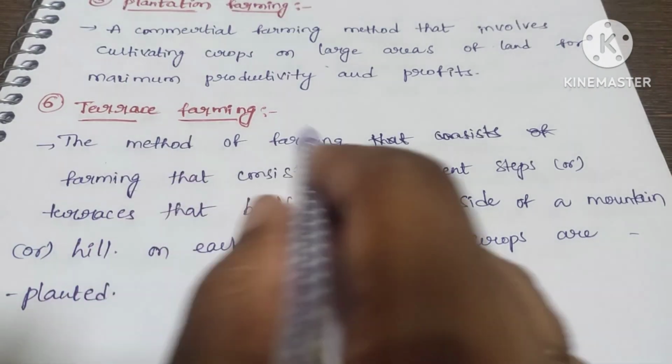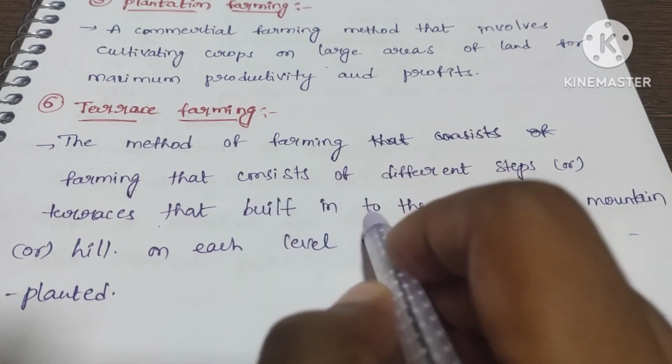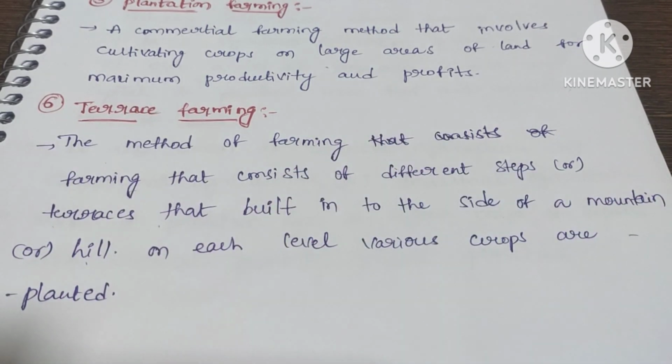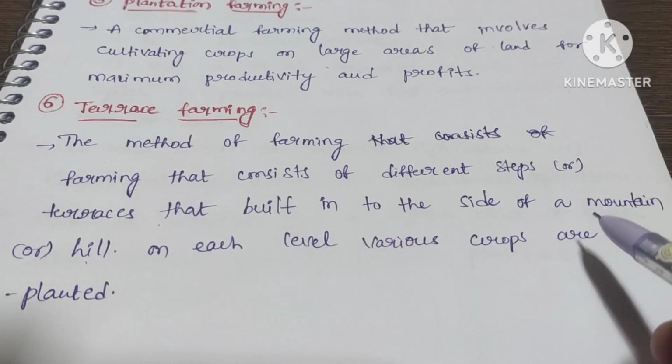Next is the method of farming that consists of different steps or terraces that are built into the side of a mountain or hill. The farmers grow the crops in different steps or terraces. That's why the name is called terrace farming, built into the side of a mountain or hill. This terrace farming is practiced in mountain or hilly areas, isn't it?